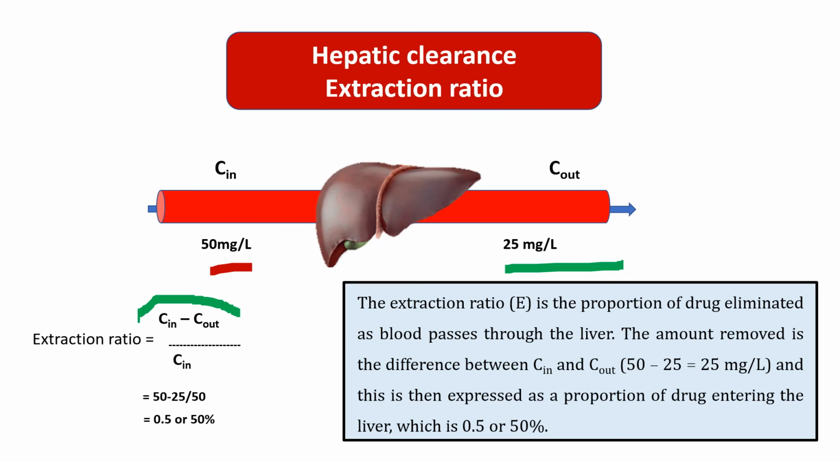So in this case, C in minus C out, 50 minus 25, divided by C in, which is 50. So ultimately it lands at 50%. The excretion ratio is 50%. So what exactly is the excretion ratio? It is the proportion of drug eliminated as blood passes through the liver. The amount removed is 25 as I mentioned, and ultimately what we have is 50%. So if someone asks you the excretion ratio of this drug, you will say that it is 50%. That is, 50% of the drug is being metabolized in the liver.